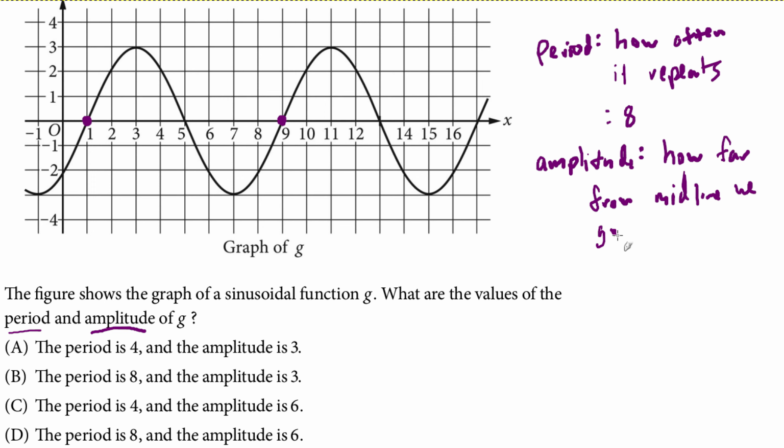You don't count distance between highest and lowest, you count distance from the middle to the top or middle to the bottom. In here, I can see that my middle is 0, and I go either up 3 or down 3 to get there. So amplitude is 3. So period is 8, amplitude is 3. My answer is B.